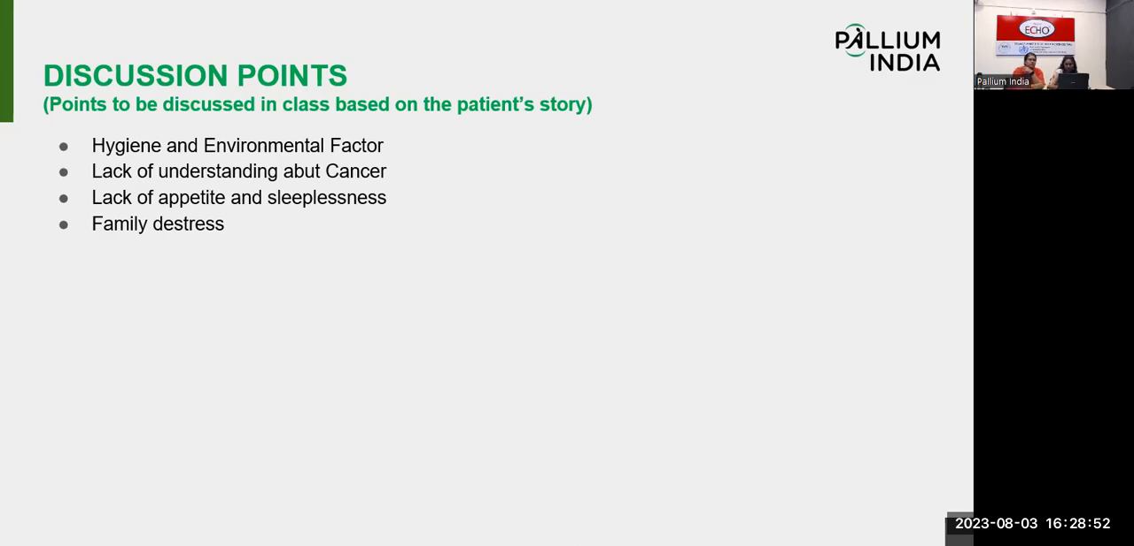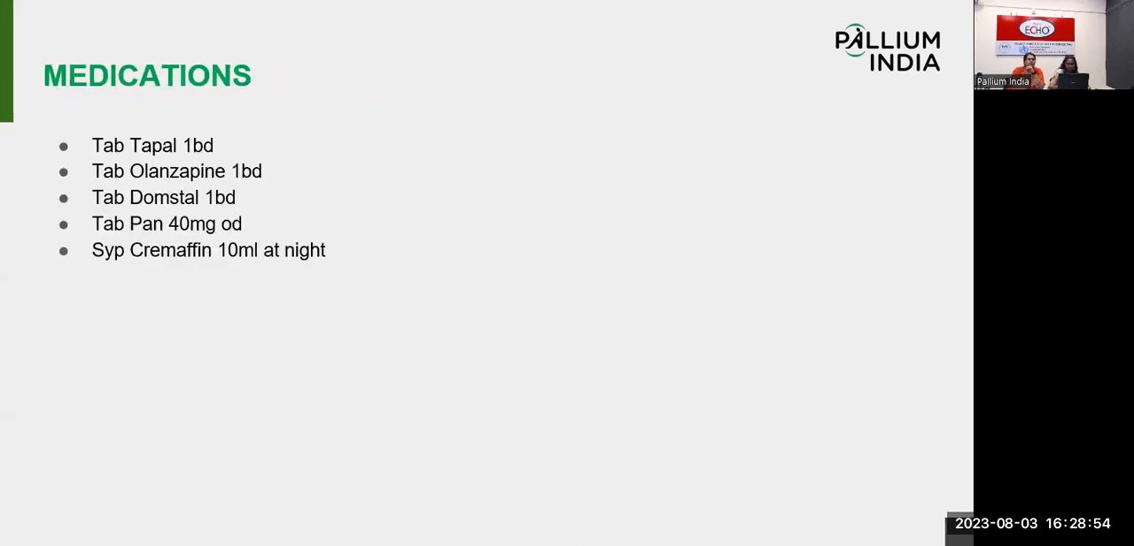Can you just go back to the previous slide? In the medication chart you can see the patient is only given syrup Cremaffin. There are no stimulant laxatives. A small dose of stool softeners like Cremaffin is not going to help her constipation. Maybe that led to this patient developing intestinal obstruction in the first place. Even olanzapine, at a milder dose, causes constipation. Actually, this prescription is wrong.